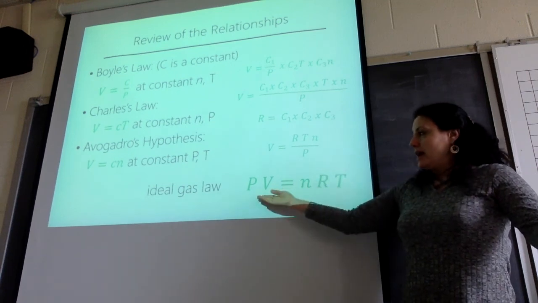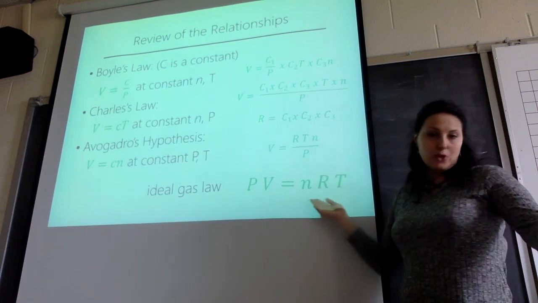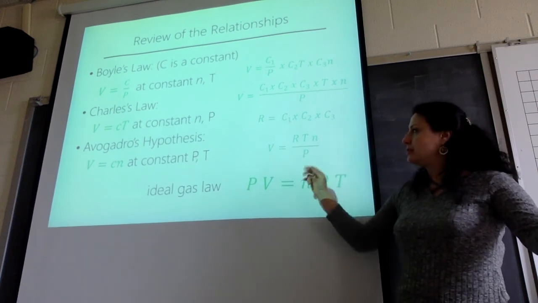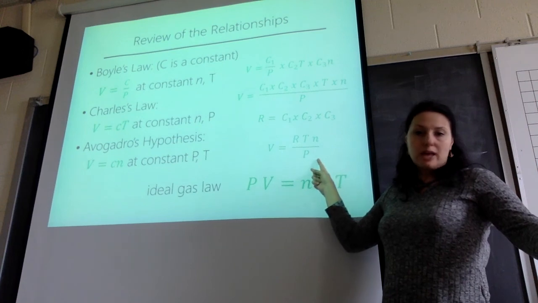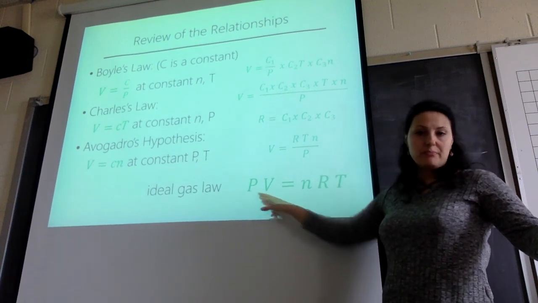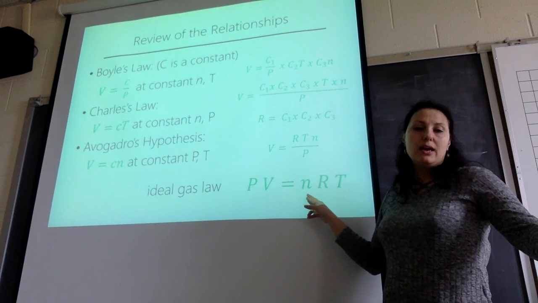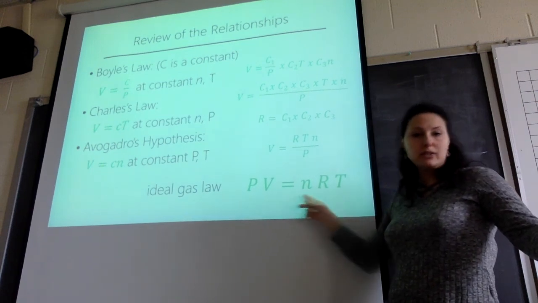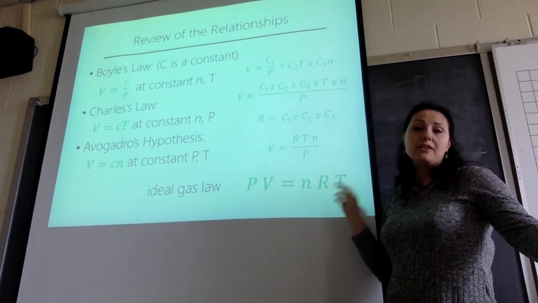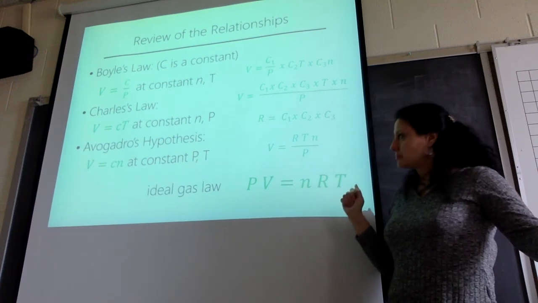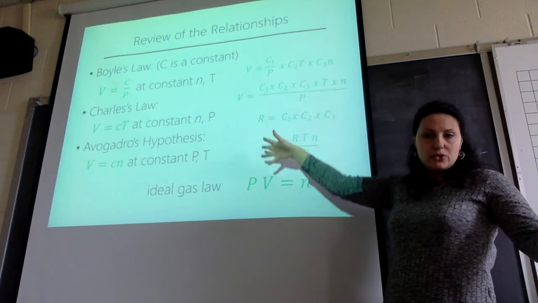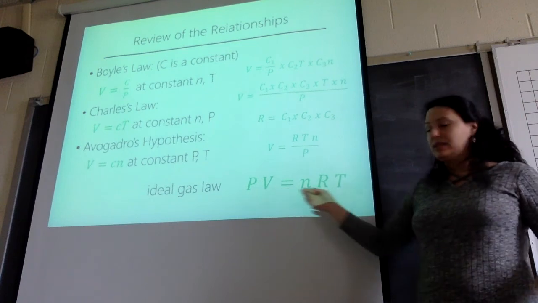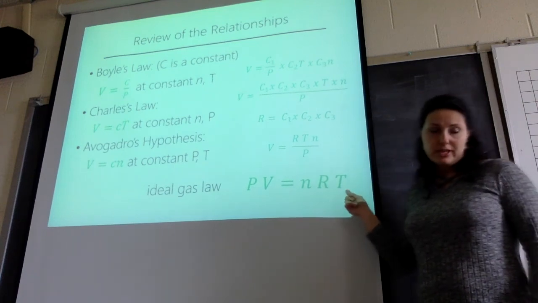Okay? And the ideal gas law gets this form, which is the most familiar form. If I multiply both sides by P to get rid of the P in the denominator, I get P times V equals N times R times T. This is the ideal gas law. This is another law that you need to know by heart. You don't need to remember how to derive this. I'm just showing you where it came from. But you will need to remember this law.